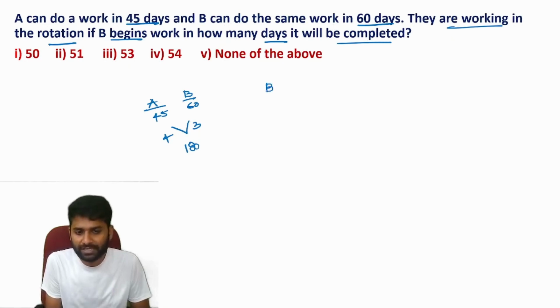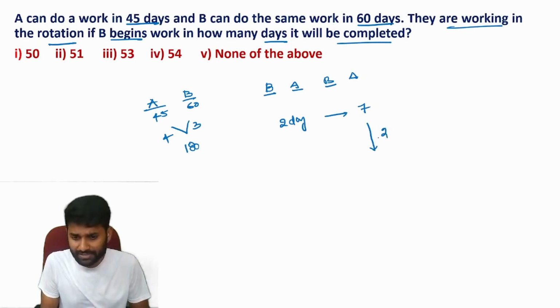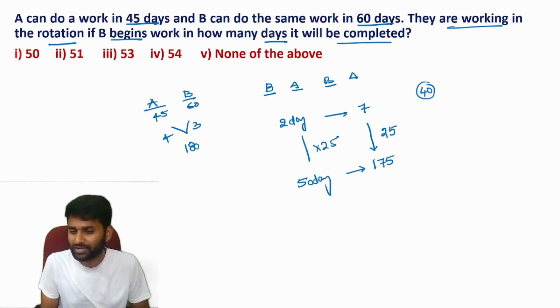They clearly mention that B starts the work and day 2 A, again B and A. In every 2 days, they are going to complete 7 units. You never get 180 in the 7 table, so identify the nearest multiple. If you go through that nearest multiple, see 7 twos are 14, we have 40. Again 7 5s are 35, which means if 7 is multiplied by 25, they are going to complete 175 units in 50 days. Both sides you have to multiply by 25.